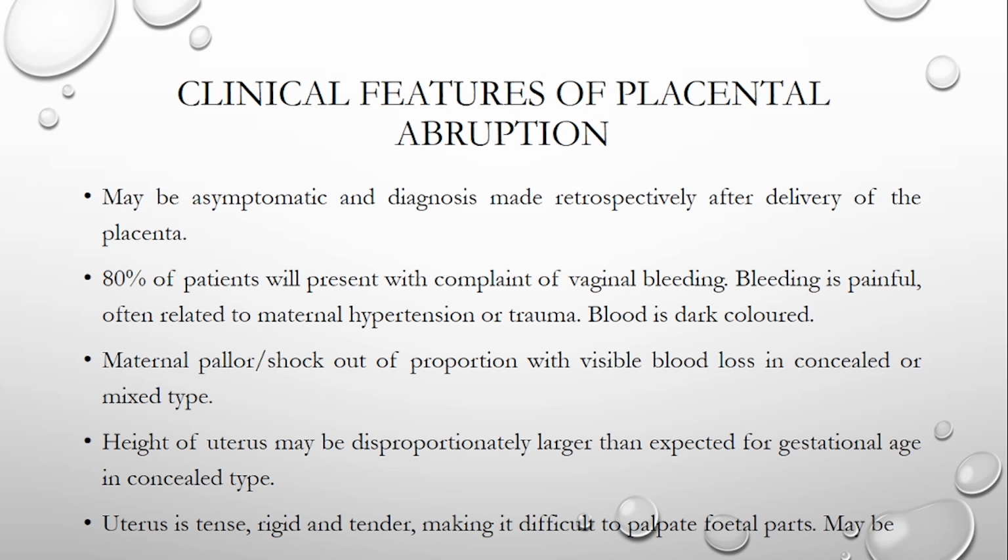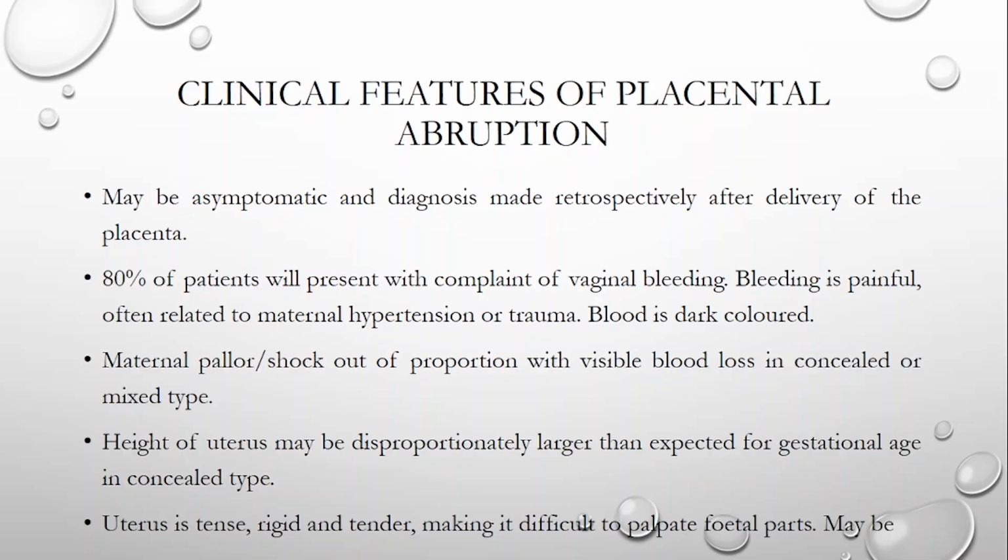It is often related to maternal hypertension or trauma, and blood is dark colored, compared to that of placenta previa, which is painless and is bright red. A placenta previa is not associated with maternal hypertension or trauma. Maternal pallor or shock out of proportion with visible blood loss in concealed or mixed type is very common. A woman may just lose about 20 to 50 ml of blood and she goes into shock with abruptio placenta.